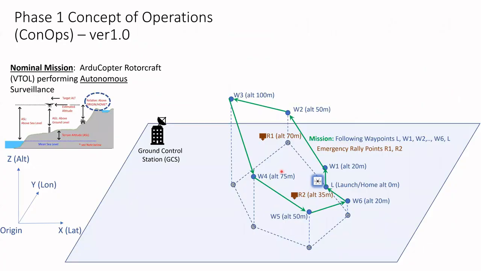The concept of operations that we're envisioning is essentially an ArduCopter rotorcraft performing an autonomous surveillance operation. The way we envision it, you have a launch from the home location, and then a waypoint following system. What we show here is essentially the ArduCopter doing a climb initially via W1, W2, W3, and then descending via W4, W5, and W6, and then returning back to the launch. And in the ground control system, you have a couple of rally points that are pre-specified.